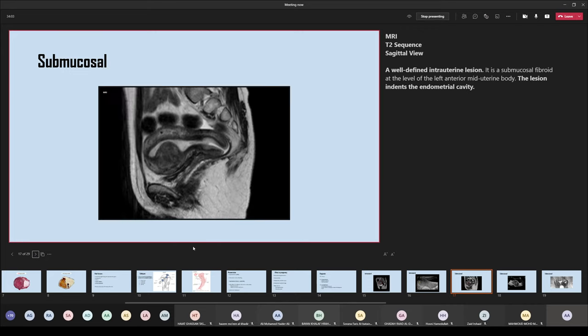Again, MRI T2 sequence, sagittal view. We can see here a well-defined intrauterine lesion. It's a submucosal fibroid, of course, and the lesion indents the endometrial cavity. You can see the strip of whitish color, again hyperintense. It is indenting it, so the endometrium goes around it.